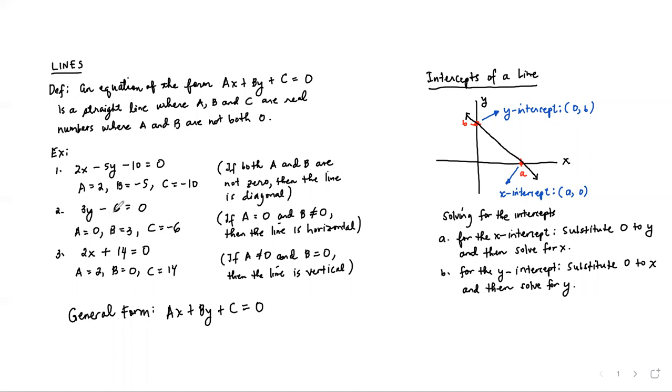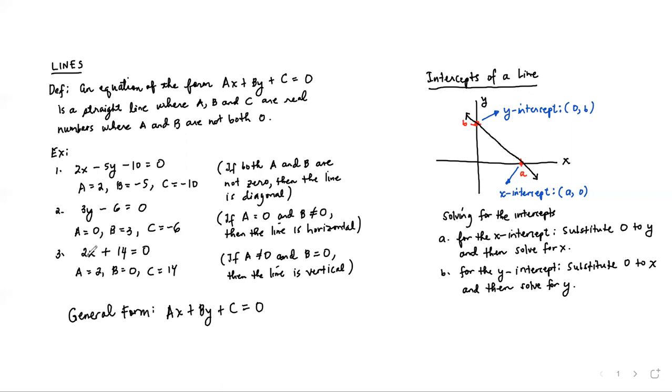Second, 3y minus 6 equals 0 is also a straight line where a is equal to 0, b is equal to positive 3, and c is equal to negative 6. Now here, since a is 0 and b is not equal to 0, then the line is a horizontal line.